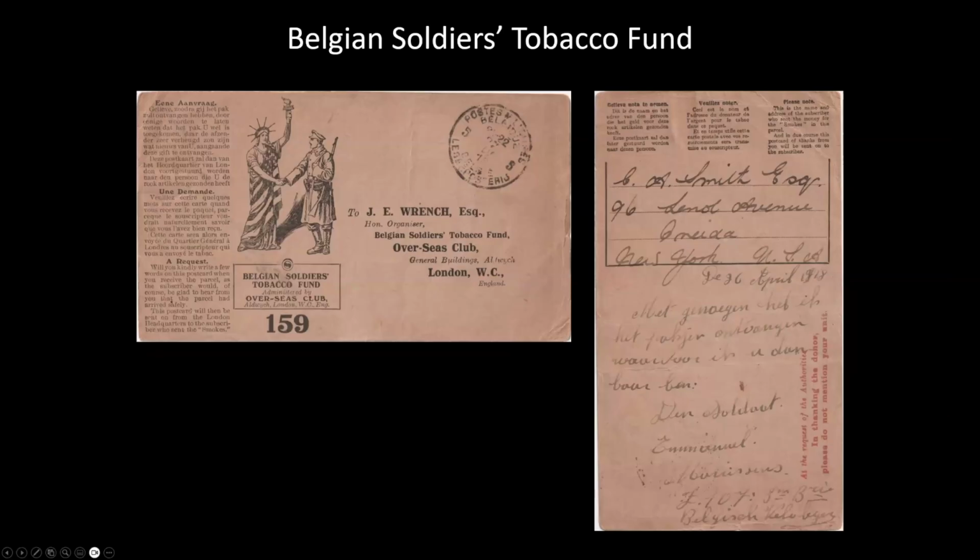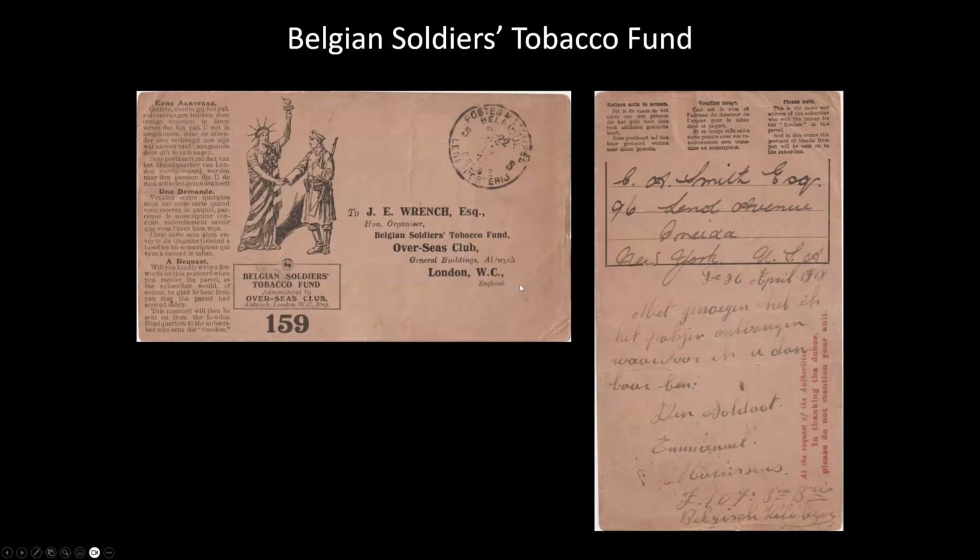So there are all these different funds. This particular one is from the Belgian Soldiers Tobacco Fund. This is also organized by the Overseas Club. Belgium was occupied by Germans. And so King Albert of Belgium asked, because the Belgian people weren't able to raise money to send cigarettes to their own soldiers, King Albert asked for help from the Overseas Club, and they made a special fund where they went to US donors to ask them for money to send cigarettes to Belgian soldiers.